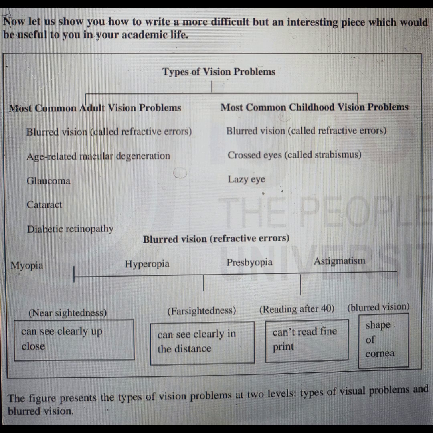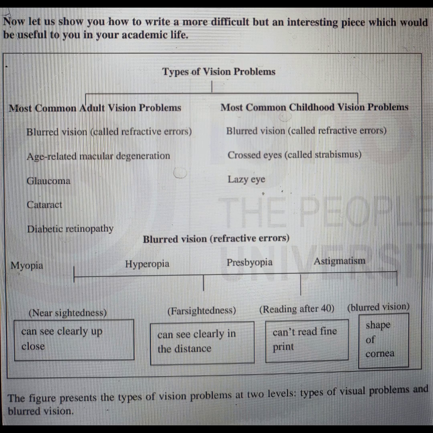Types of vision problems. Most common adult vision problems. Most common childhood vision problems. Blurred vision, called refractive errors. Age-related macular degeneration. Crossed eyes, called strabismus. Glaucoma. Lazy eye. Cataract. Diabetic retinopathy.